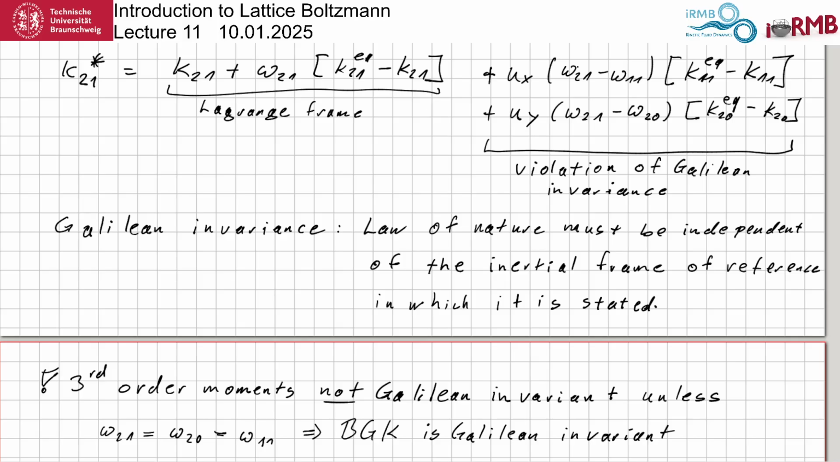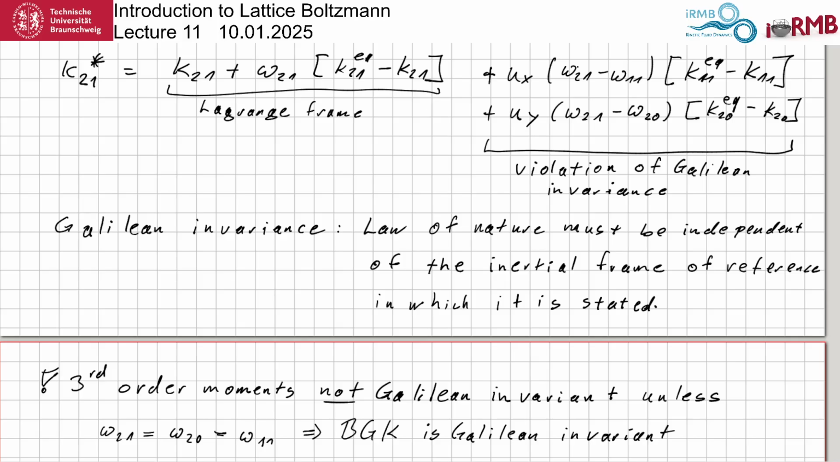I have a question. What if another condition for it to be Galilean invariant would be that K11 equilibrium is equal to K11, or that K11 is always going to be the equilibrium state? No. Then it would be conserved. So that can't.